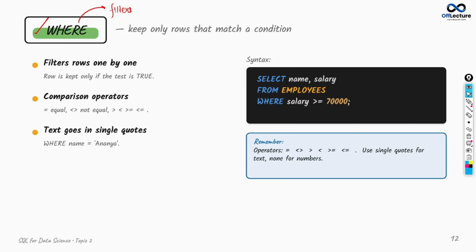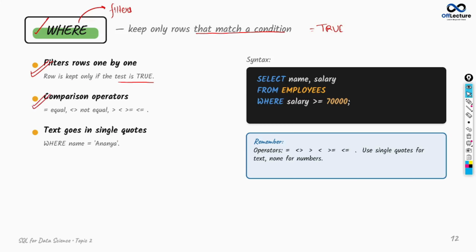For those cases we need filters, and we can apply filters in SQL statements with the help of the WHERE clause. It keeps only rows that match the condition, only if the condition is true. You compare values using operators, and it filters the rows one by one. A row is kept only if the test is true.